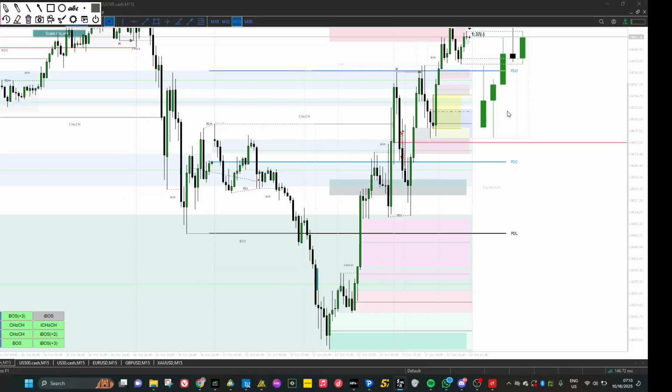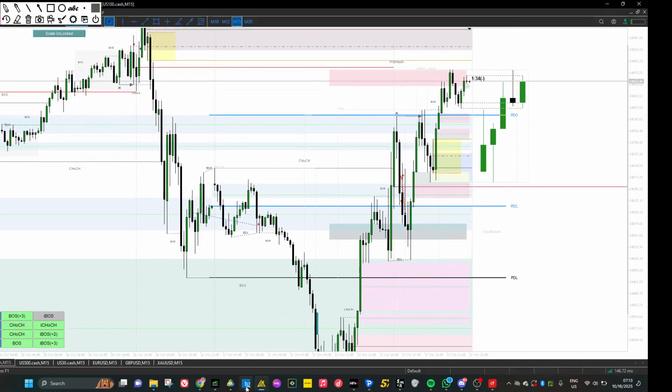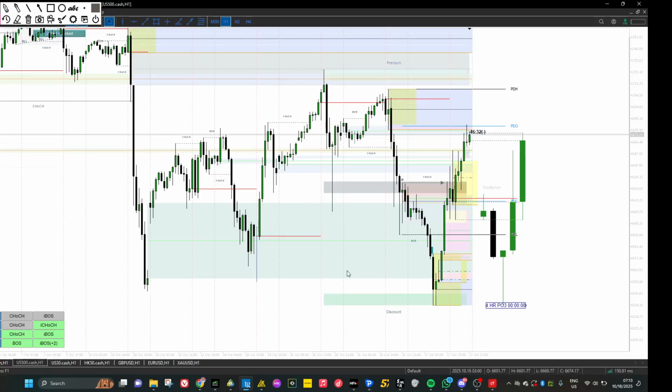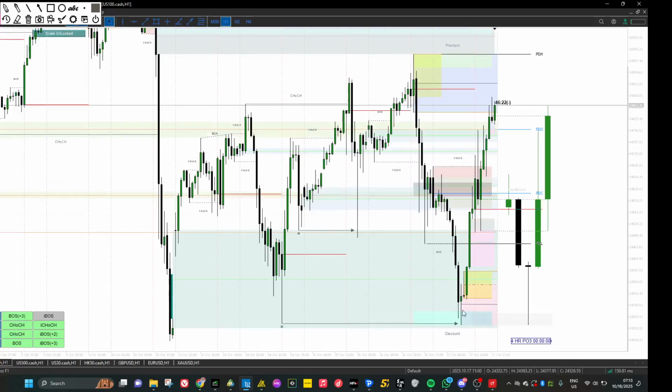So like I showed you, it would have been the 1 hour. So yeah, like I showed you, this would be showing me discount down here, equilibrium, and premium. Down here, I'll be looking to be done with the selling. You don't want to be trapped down here selling, and you don't want to be trapped up here buying. Once you recognize where you're at in price, then you can know how to navigate.